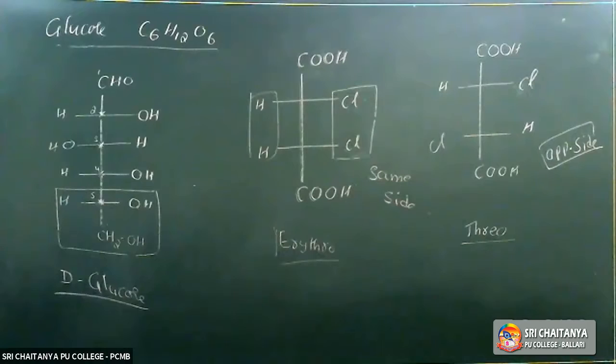So these are the main concepts in optical isomerism. Okay? So optical isomerism, what is an asymmetric compound? Next, what is optical activity? What is plane polarized light? Okay, so what is enantiomer? What are enantiomers? What are diastereomers? What is meso compound? And what is racemic mixture?